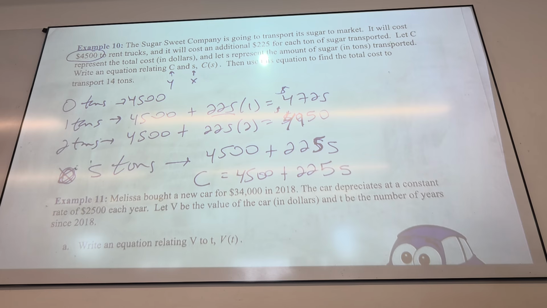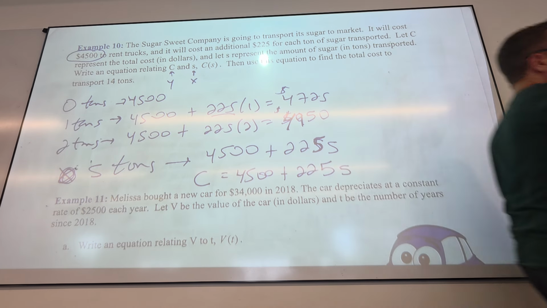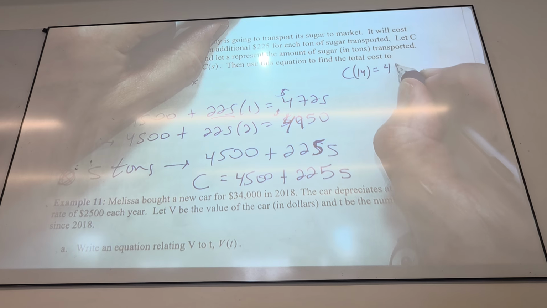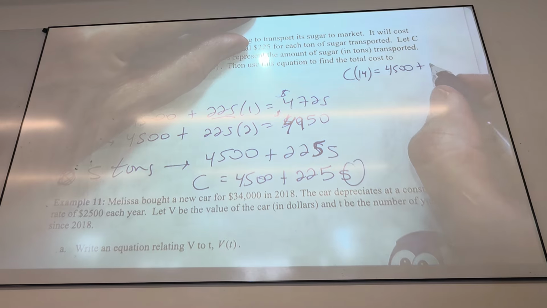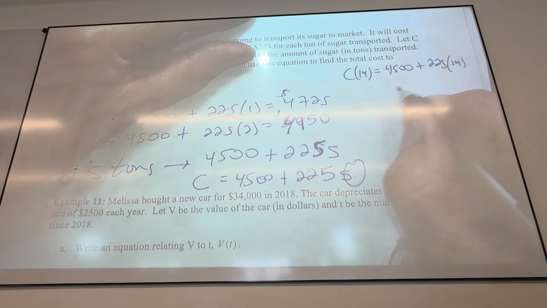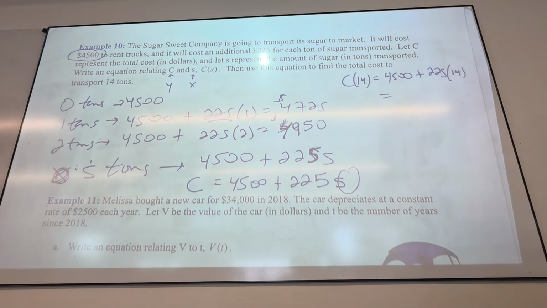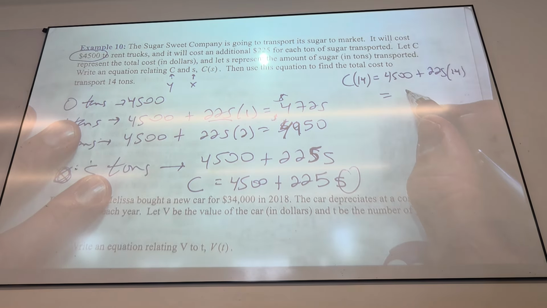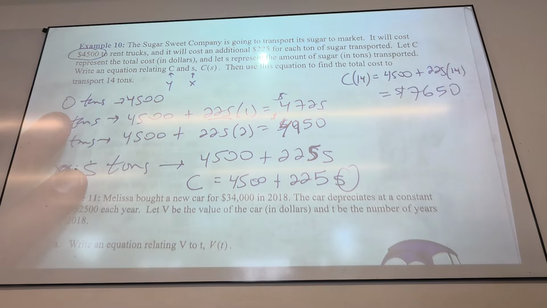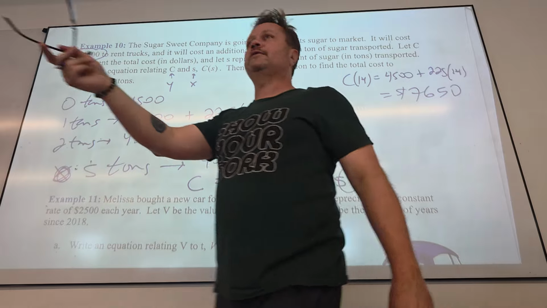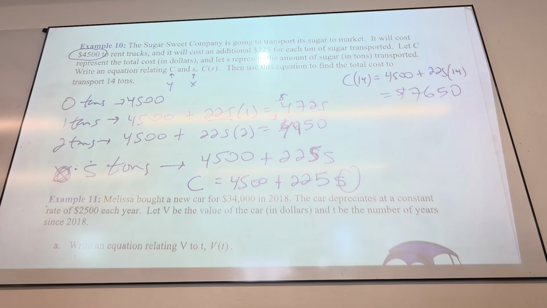So the cost of 14 tons, 14 is my input because S means tons of sugar. If you just shove that in the calculator, it's 7650. That's all it costs. So in case you were curious, I need to get 14 tons of sugar to my friend's house. It's going to cost that much if you use this company. Okay, so we finally answered the question for you.